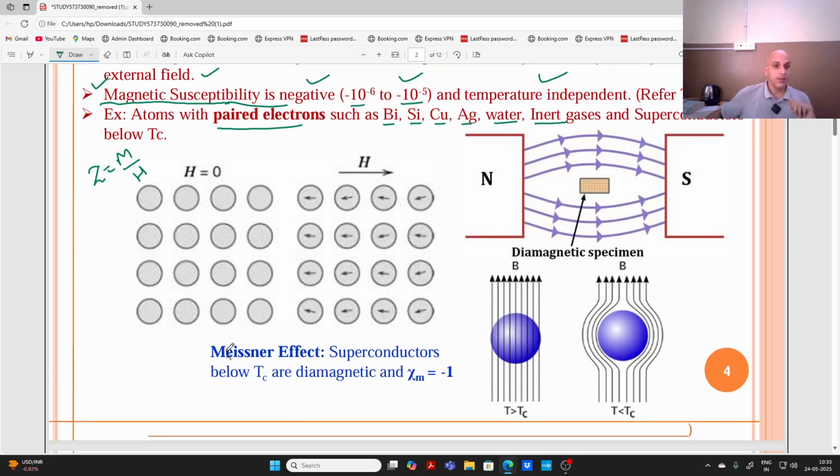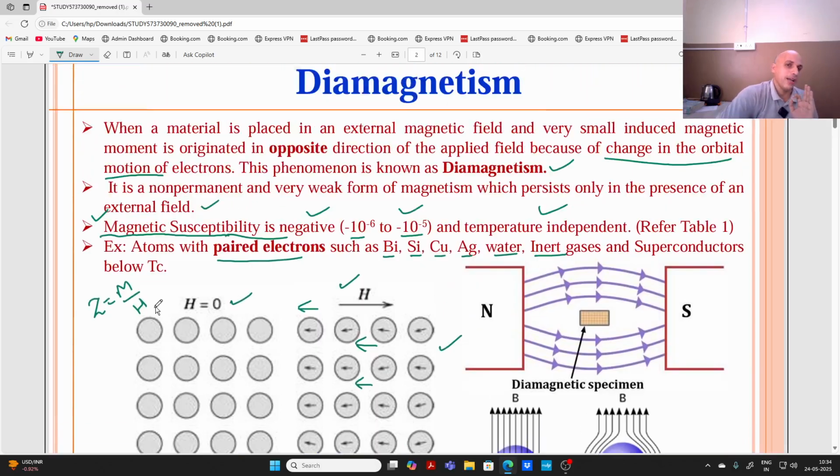So you can see when H is 0, no magnetic dipole moment is there. But when H is applied, you can see a magnetic dipole moment induced in individual atoms in the direction opposite to the applied magnetic field. You can see here all the induced magnetic dipoles. So this is the case. I will take up the case of superconductors separately. So this is about diamagnetism.